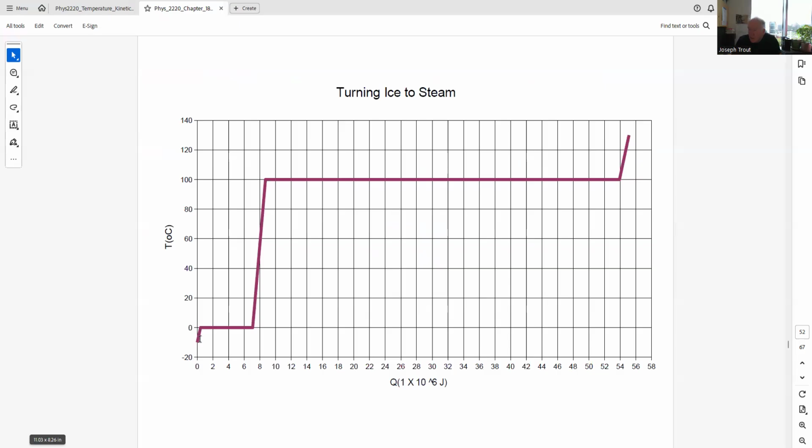So we heat the ice. We melt the ice, and during that process, the temperature remains constant. Then we heat the water, and then we turn the water into steam. And as we turn the water into steam, the temperature remains constant. And then we heat the steam.